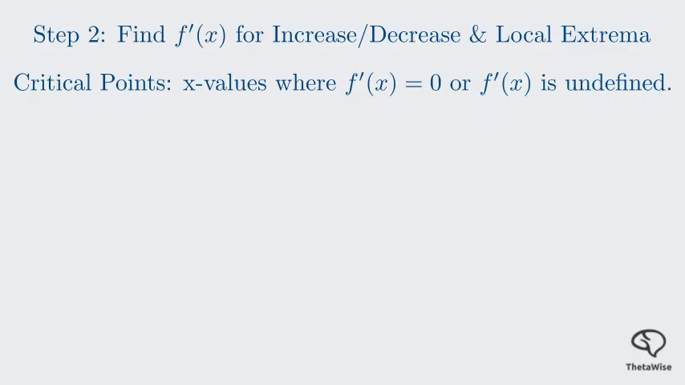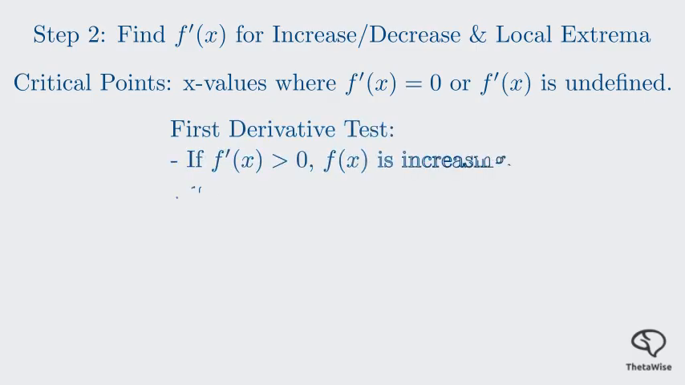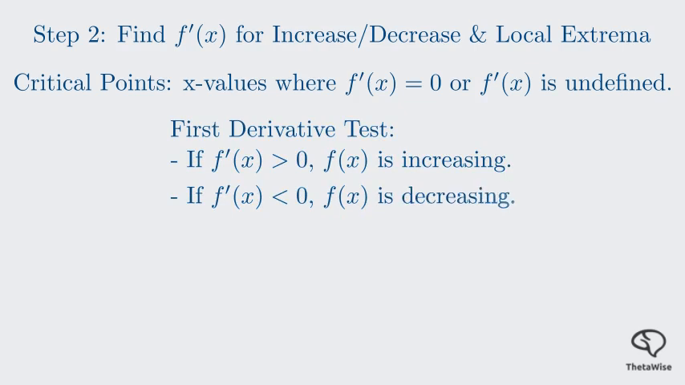Once we have the critical points, we can use them to divide the number line into intervals. Then, we test a point in each interval to see if the derivative is positive or negative. If the derivative is positive in an interval, the function is increasing. If it's negative, the function is decreasing. This is the first derivative test.